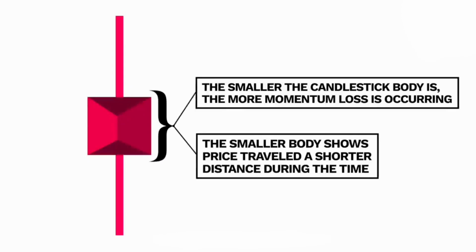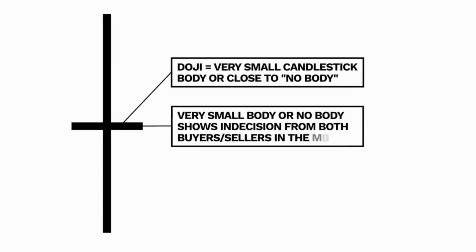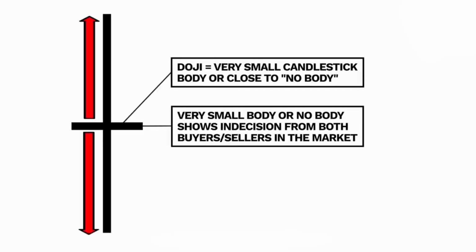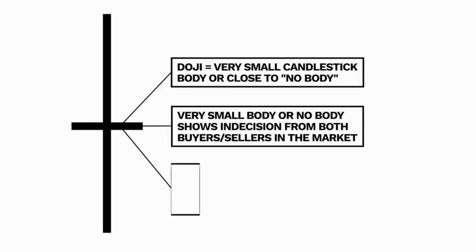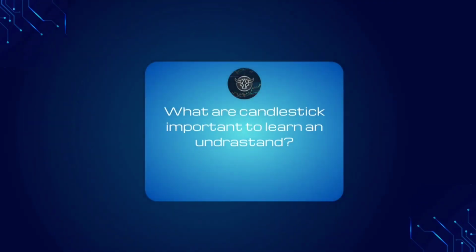When you have a very small candlestick body or close to no body, this is known as a doji, which represents indecision between buyers and sellers, because price swung up and swung down during the time period, but closed at the same price as where it opened, which means buyers and sellers got nowhere. We'll show this on the chart shortly.